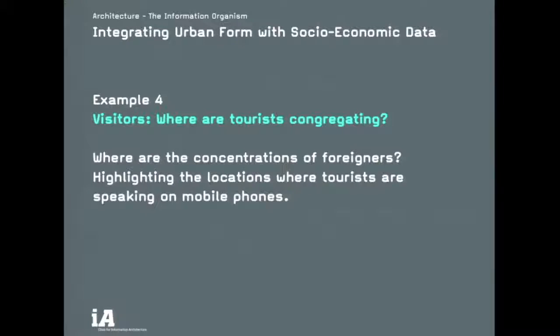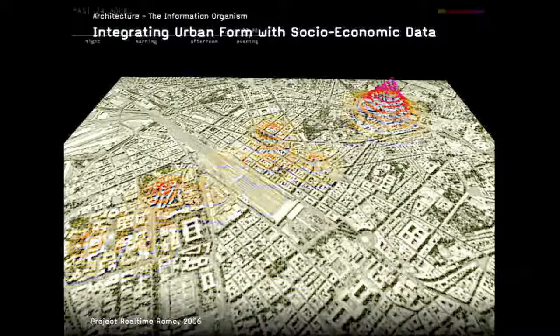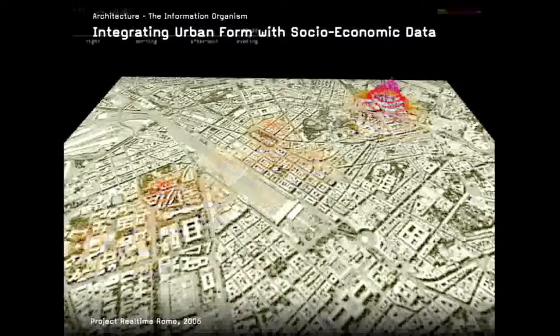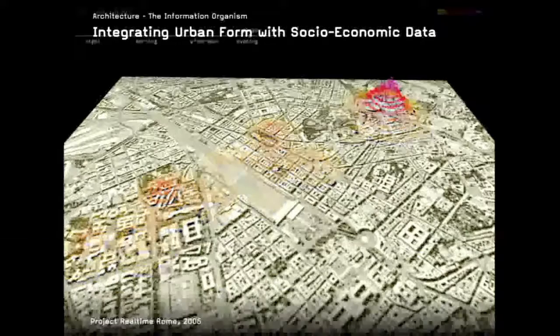And finally, this is something that brings us more into three-dimensional visualization. Where are tourists congregating? Where are the concentrations of foreigners, highlighting the locations where tourists are speaking on mobile phones? And there you see, again, the train station here, and then you see areas next to the train station, and of course all the area around the Colosseum here, and the old part of the Roman city, where most of the tourists are, talking and SMSing probably a lot.